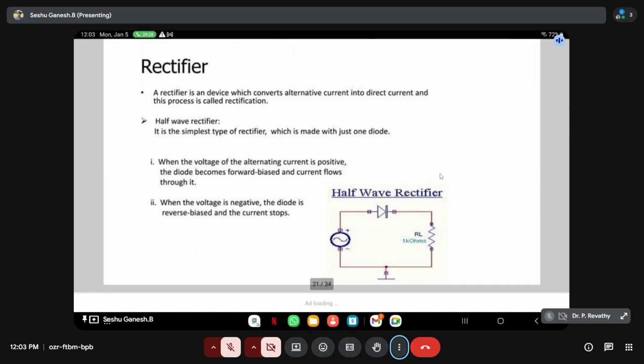Okay, an AC current will have both a positive voltage and negative voltage, where the average voltage will be equal to zero. We are going to convert an alternating current into a direct current. Okay, and this process is called rectification.